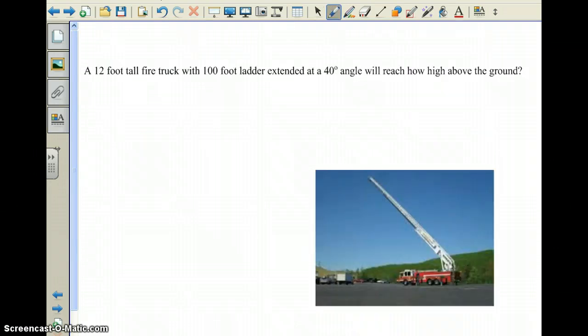Our last problem here, we've got a 12-foot tall fire truck. So this is 12 feet. With a 100-foot ladder extended at a 40-degree angle. Will reach how high above the ground? Now notice here, this 12 feet, we've already measured that from the ground to the top of the fire truck. So we're going to need to add on that 12 feet at the end of our problem, because this is the triangle we're going to be working with.